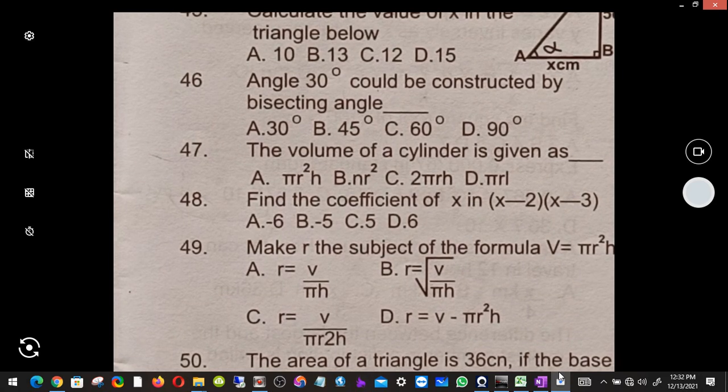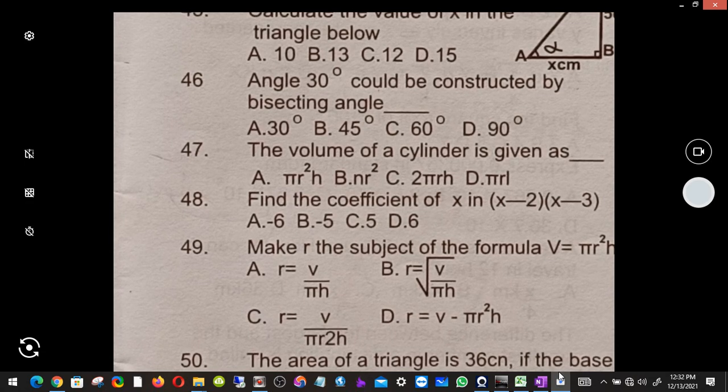Number 47. Who knows that? Pi r square root. I gave you this kind of question in our last exam. Remember? You remember?